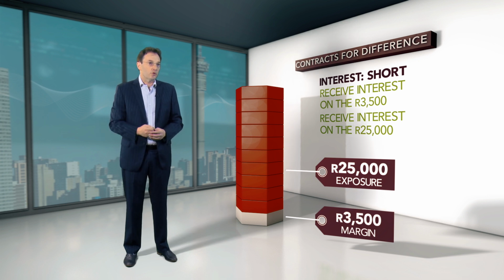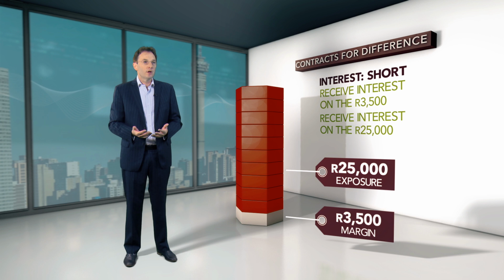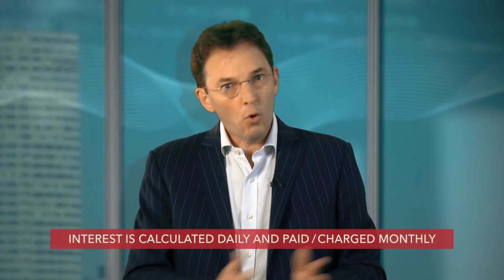You receive interest on your exposure when you are short a position because your provider sold the shares into the market and received cash. Your provider is earning interest on this cash amount for as long as your position is open. The interest received on short exposure will be less the costs your CFD provider incurred. Interest is calculated daily and paid or charged monthly.